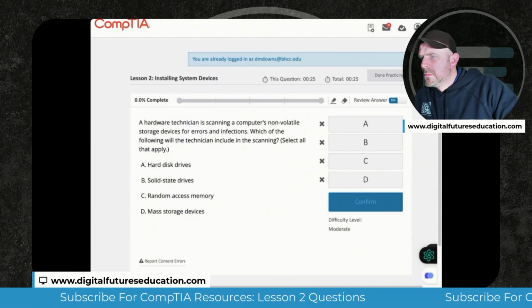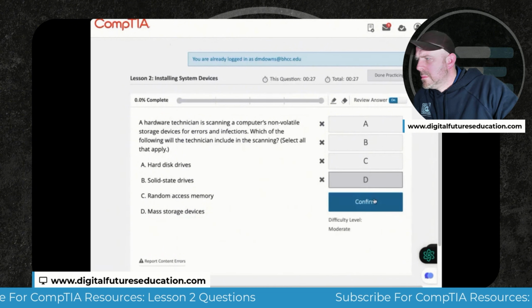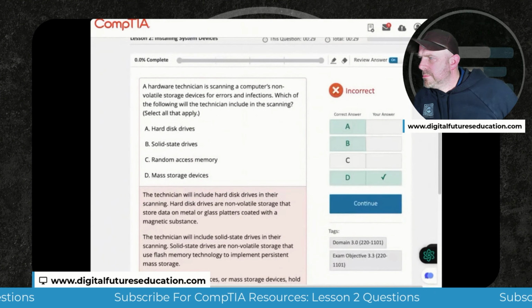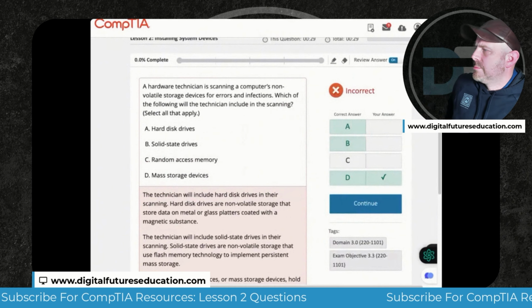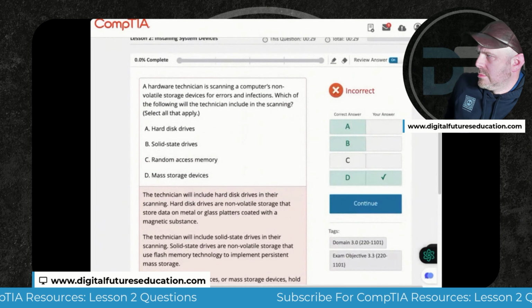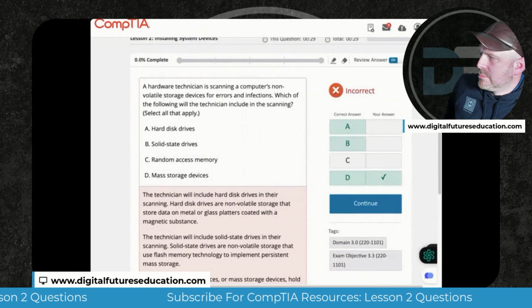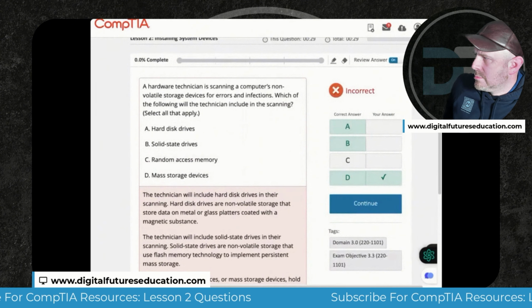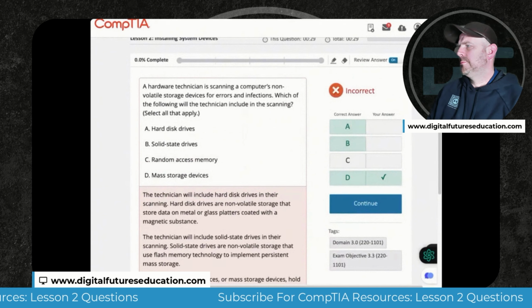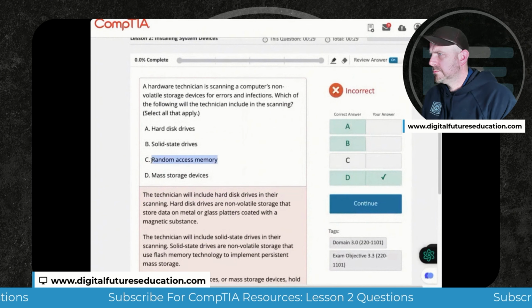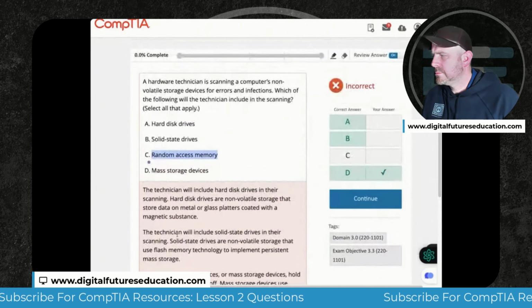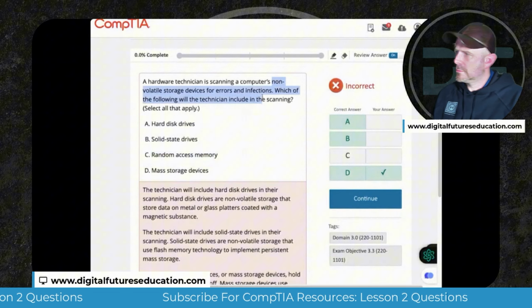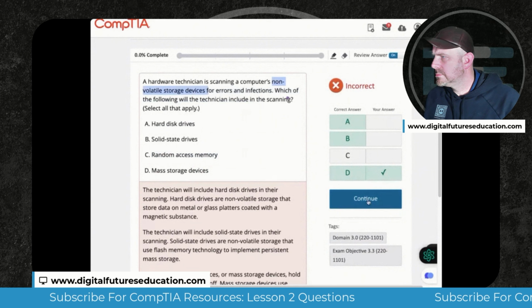All right, I'm going to go with the first answer I see every time. Here's an important CompTIA thing, I should have read it to you: select all that apply. Be sure whenever you get a question that says that, there's always more than one answer. So it's hard disk, solid state drives, and mass storage. It is not random because that is RAM that requires power. So they said non-volatile. Just notice the non-volatile is the way to answer that one.